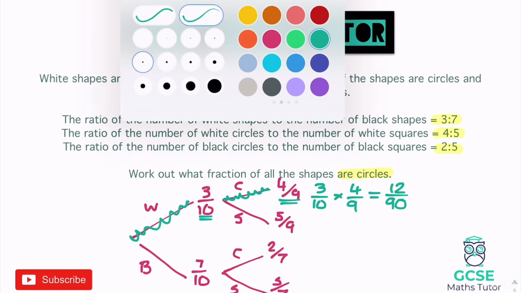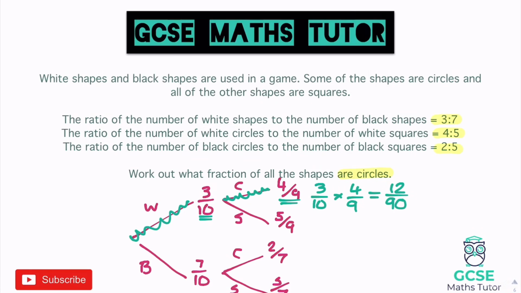But then we can also have a look at the black circles. So let's go down the black route, and we get 7/10, and the circles there, we get 2/7. So let's multiply those together. So 7/10 multiplied by 2/7, and that equals 14/70. So obviously we need to get a combination of these two. We've got 12/90ths that are white circles and 14/70ths that are black circles. So to get the total fraction there, we're going to need to add these two together.